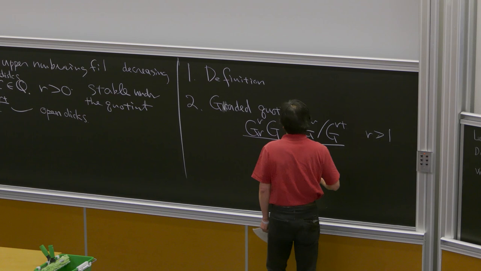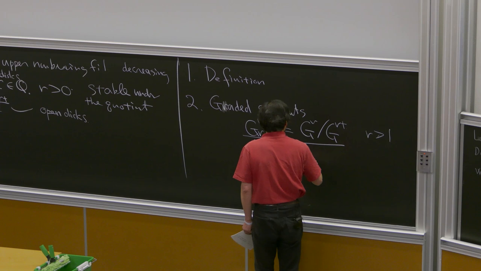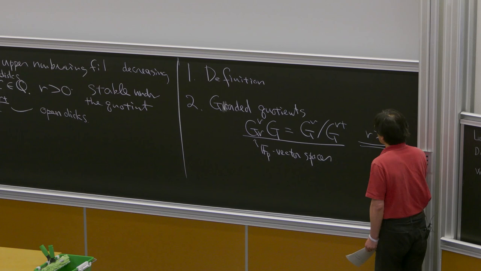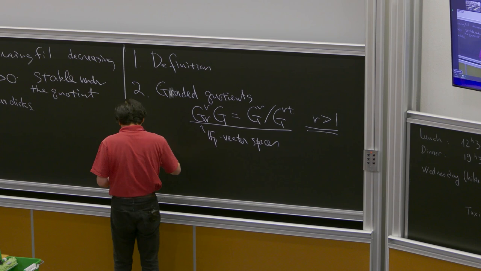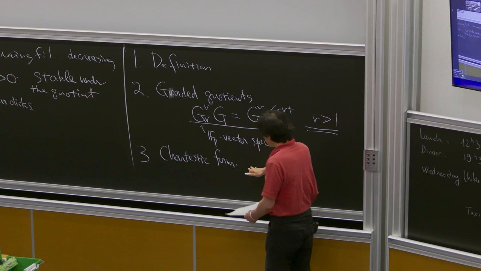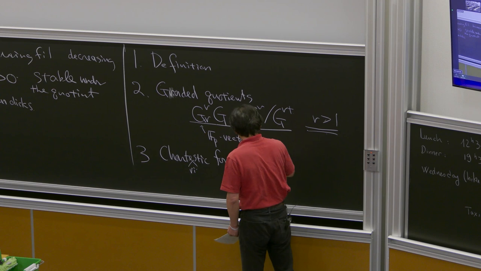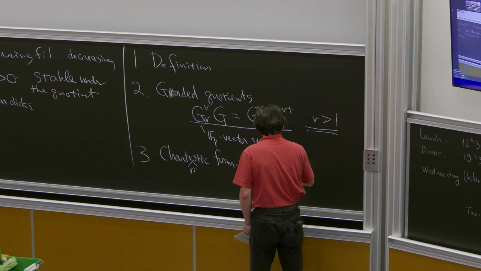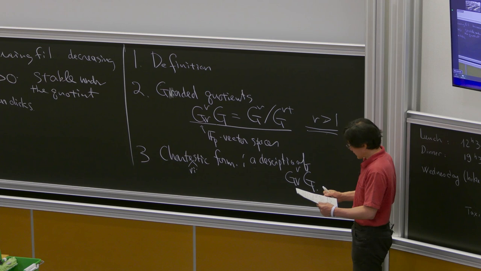I will explain how we can show that this is, in fact, an F_p vector space. To have this property, we need this condition. And the last one, I don't know how much time will be left, but I plan to talk on the characteristic form. This is from this graded quotient. So roughly the plan is like this.